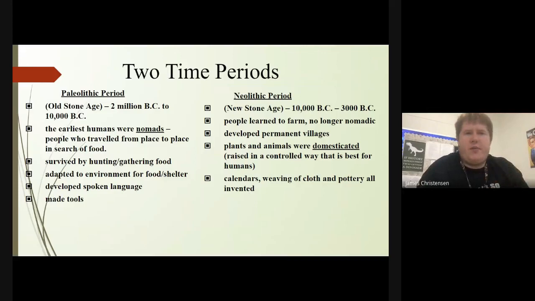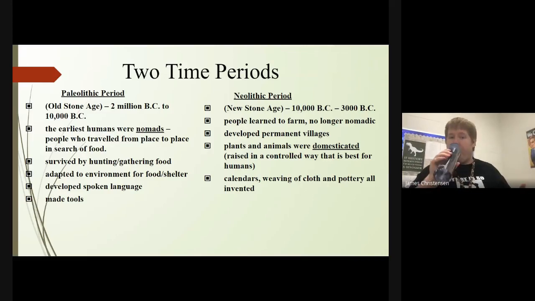So when we're talking about prehistory, we're still in that time period. We have 2 different time periods to talk about, the Paleolithic period and the Neolithic period. Now, both we kind of lump into one gross title known as the Stone Age, things like the Flintstones. Now, the Paleolithic period is referred to as the Old Stone Age, starting roughly in 2 million BC to about 10,000 BC.